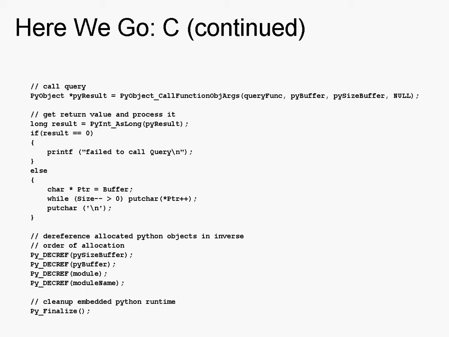From this point on, you will notice that we use buffer and size without attempting to extract them from the Python buffers, since we have changed them in place. Next, we dereference the allocated Python objects in inverse order of allocation, and then we clean up the Python runtime.